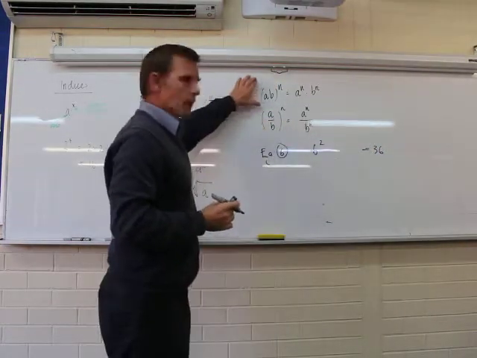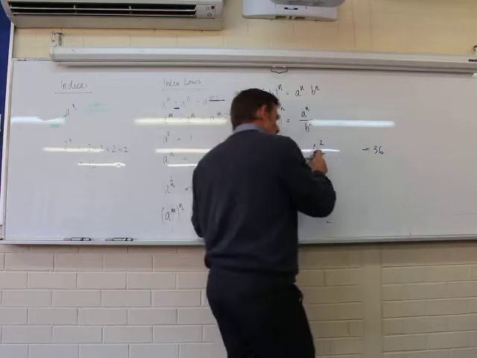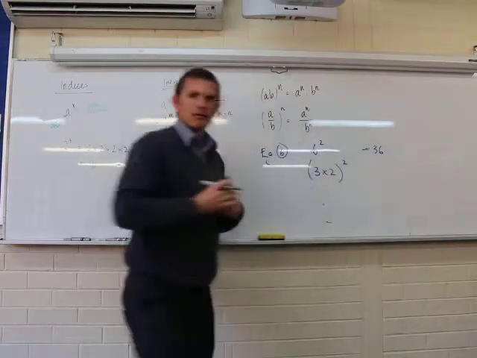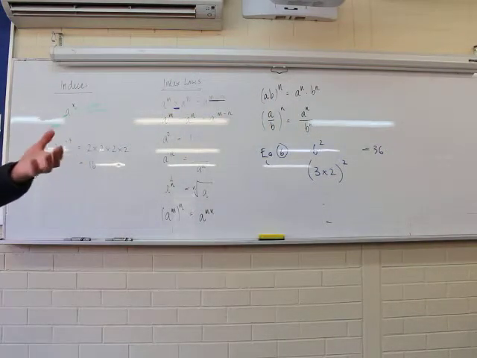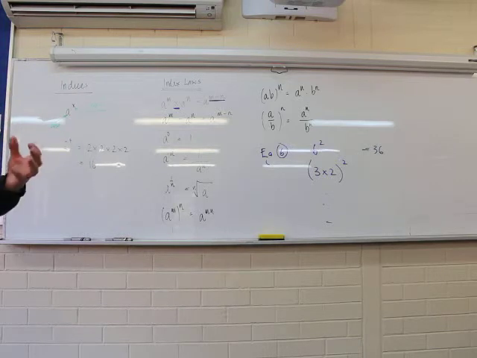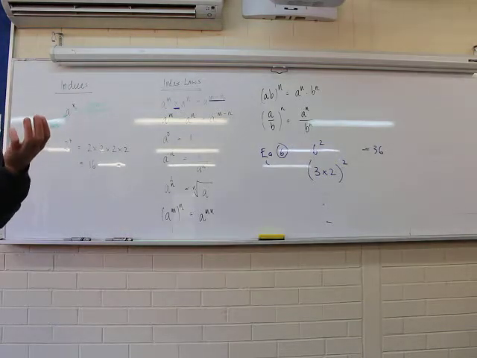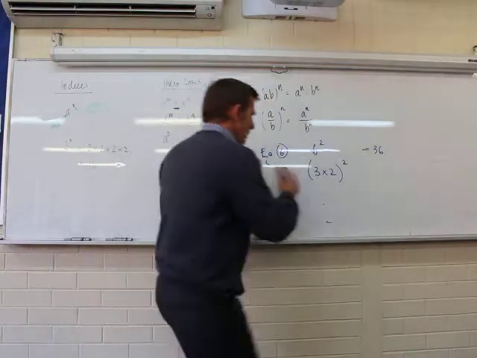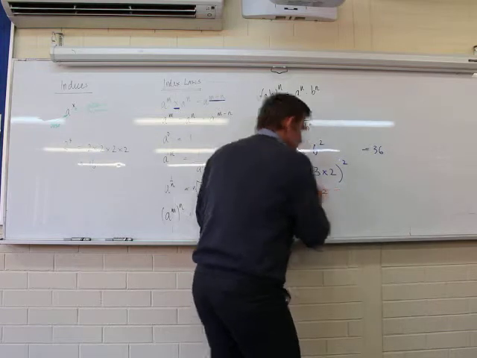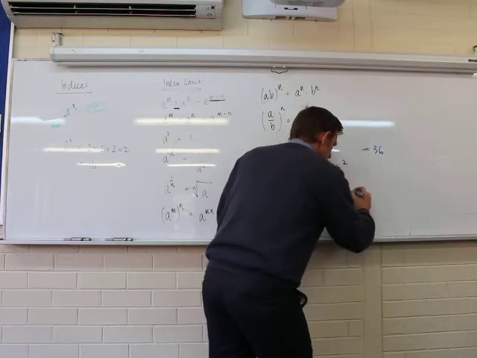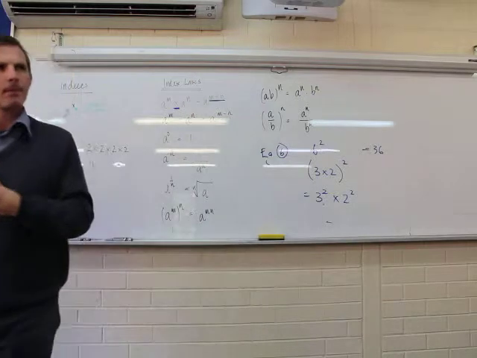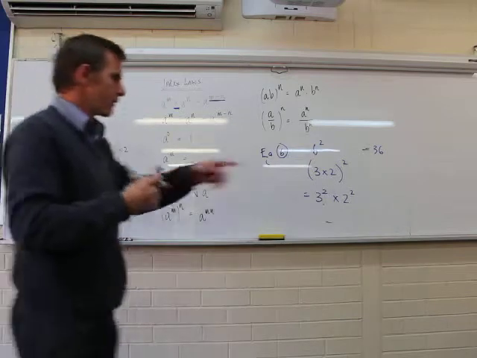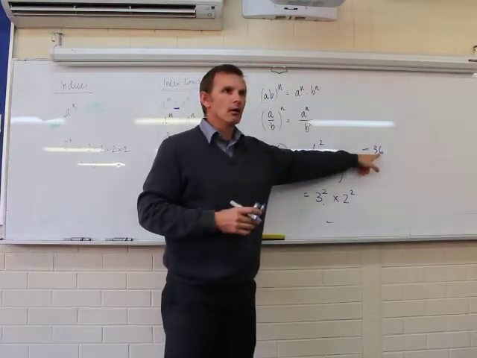Now to show that this one works, I'm going to write this as 3 by 2 squared. Because 3 by 2 is 6, isn't it? So I haven't changed anything, I've just written 6 in a different way. 3 by 2. Now using this law, that would mean this is equal to 3 squared times 2 squared. 3 squared is 9, 2 squared is 4, multiply the two together, I'm going to be here, aren't I?